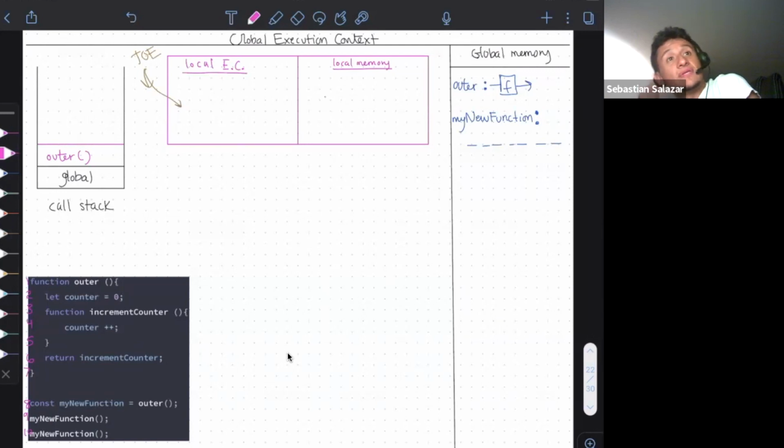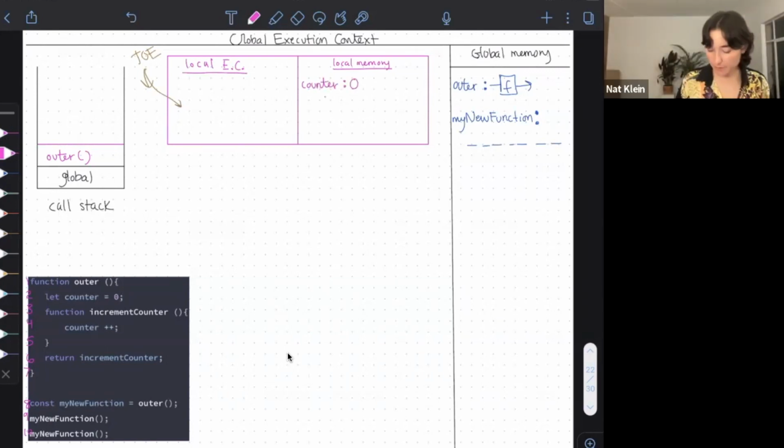And we're going to declare a counter variable and assign it the value of 0 in our local memory. Yep, exactly. We're going to declare this variable with the label counter, assign it the value of 0 in our local memory. Awesome, great job. Keep going, Sebastian. What's happening on the next line?